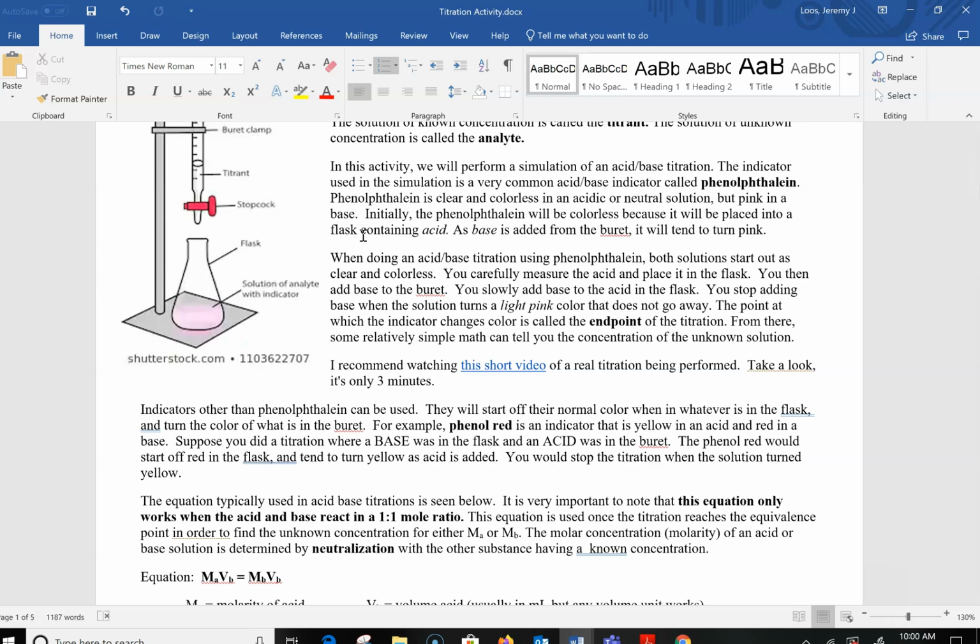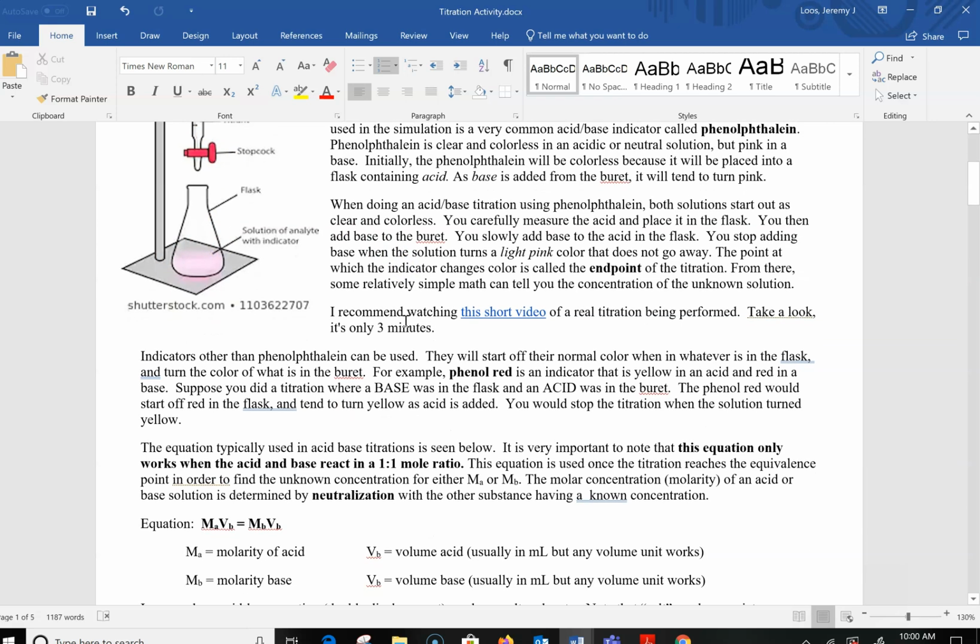So in a common type of titration, what you might do is put an acid in the flask, put some phenolphthalein in there. It will be colorless because it's colorless in an acid. And then you add base from the burette. As you add the base, you might see little splashes of pink color. But eventually it reaches what we call the endpoint, which is where it turns a light pink color that does not go away. And that's how you know to stop the titration.